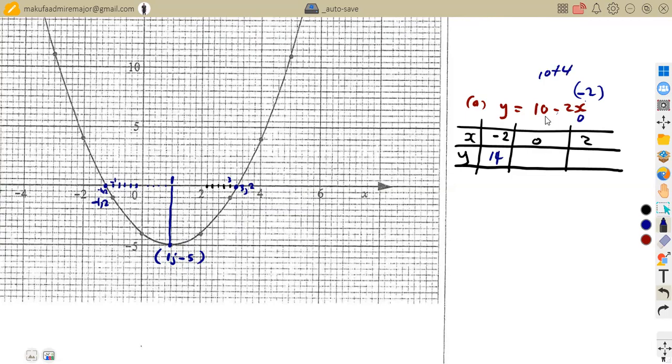When x is 0 here, that will be 10 minus 0, which is 10. When x is 2, that's going to be -2 times 2, which is -4. So 10 minus 4, which is 6. So it's going to be (2, 6).